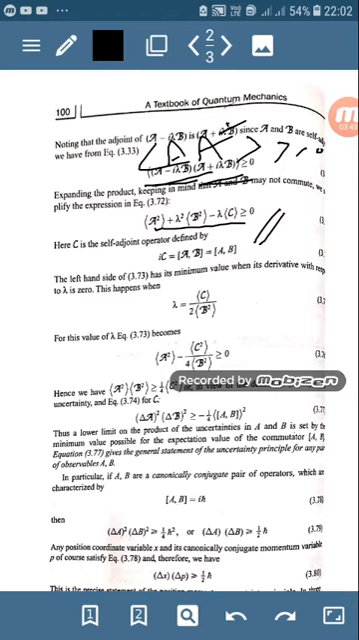So this expression is always greater than or equal to 0. That is, the minimum value of the expression is 0. To find the minimum value, we differentiate the expression with respect to lambda, and we get the lambda value as the expectation value C by 2 B square. Let me show how we get this.